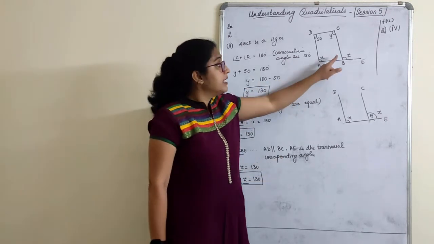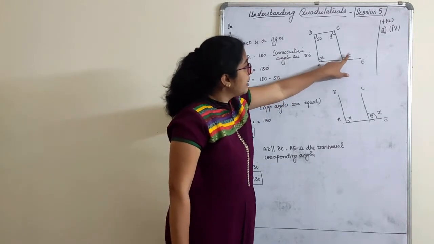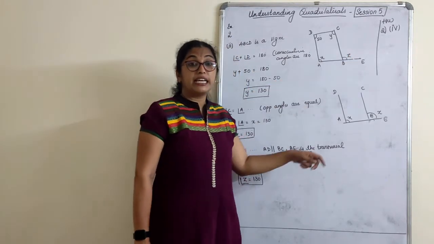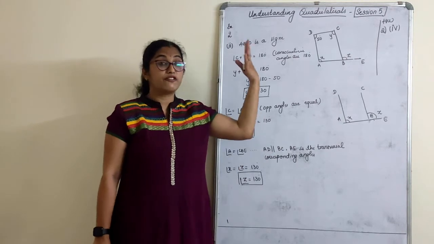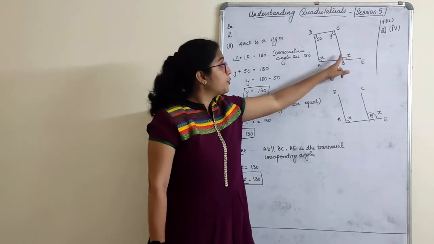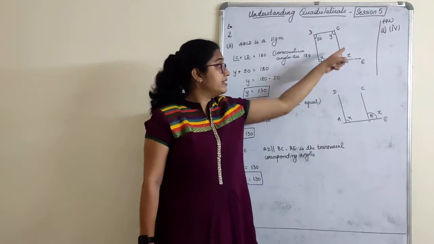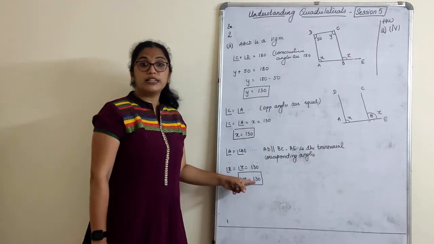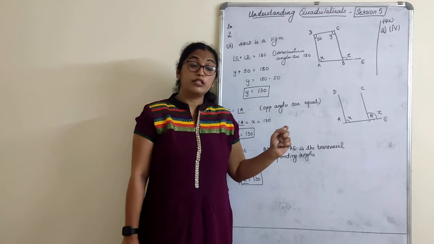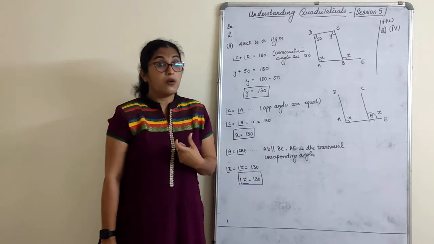Keep it as it is. Then, can I tell this angle plus this angle is 180? Why? Linear pair, we have been doing that from the first exercise. Therefore, 180 minus 50 will give you how much? 130. Angle Z is 130. We got the answer here. So that way also you can apply. So you know now how to do it.